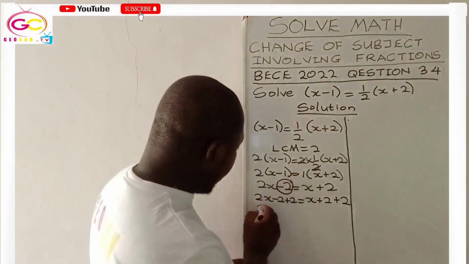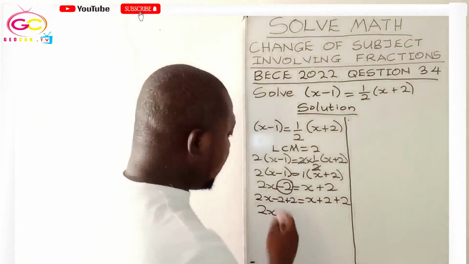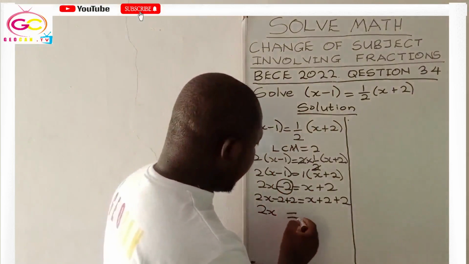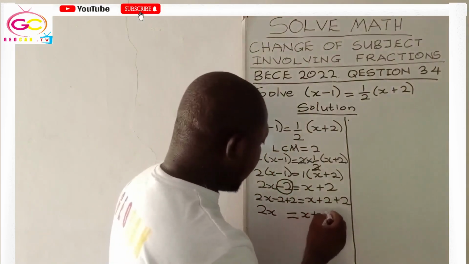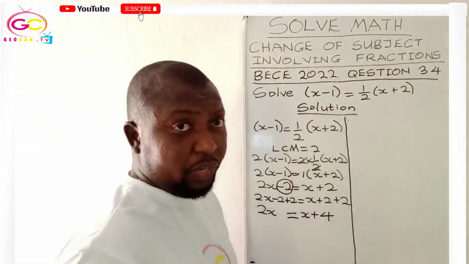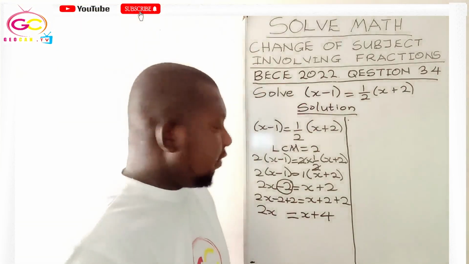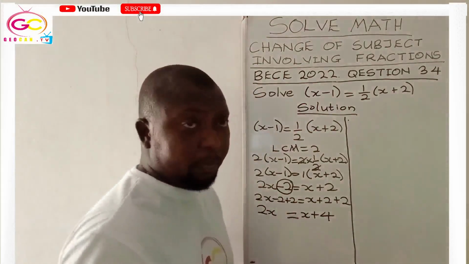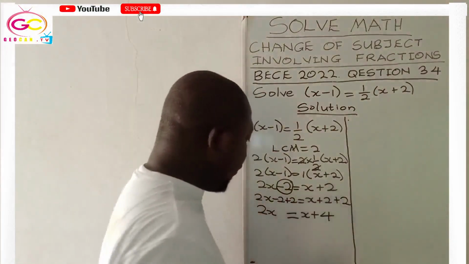Let's continue solving it. We have 2x over here. Negative 2 plus 2 will give us 0. So it's been eliminated. It's equal to now x plus 2 plus 2 will give us what? 4 over there. Good. Remember, I said we are trying to group like terms so that x will be on one side. Okay? Fantastic. Look here. What do we have here? We have 2x is equal to x plus 4.